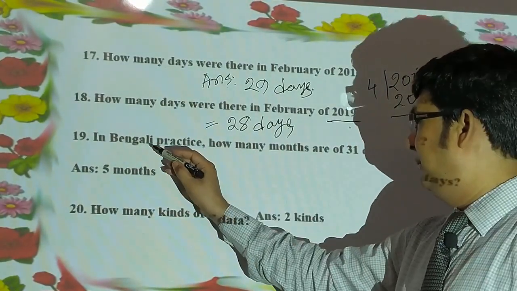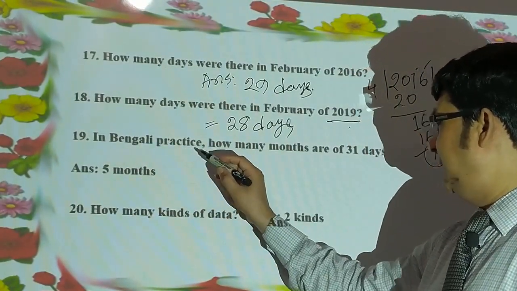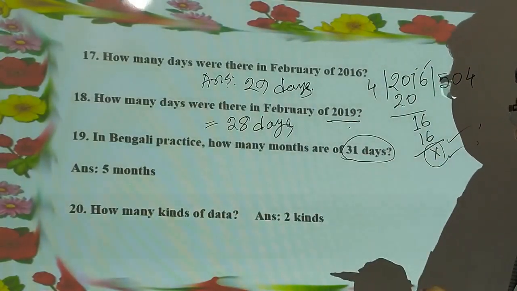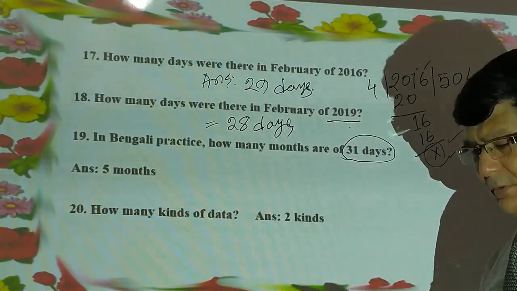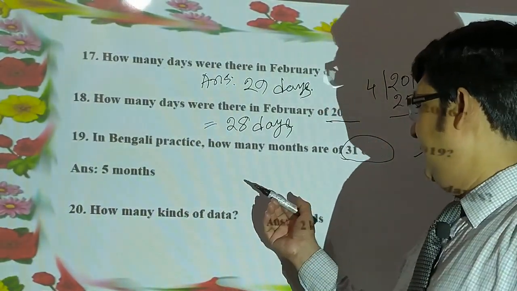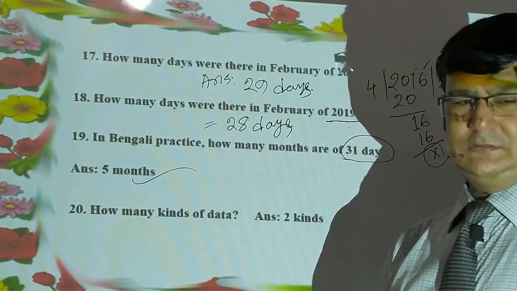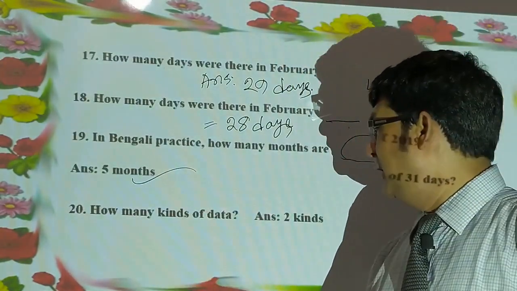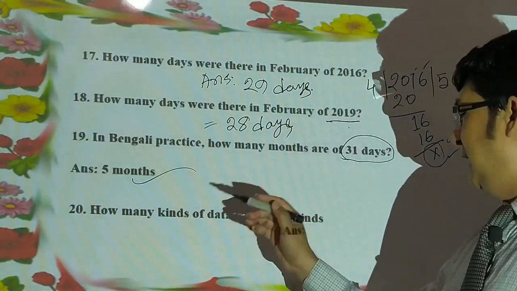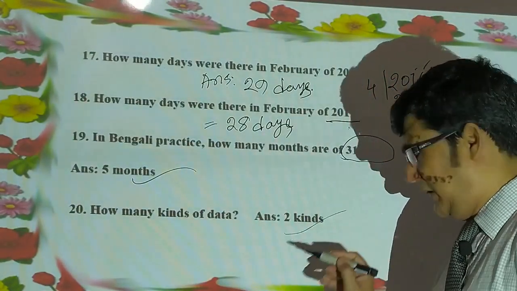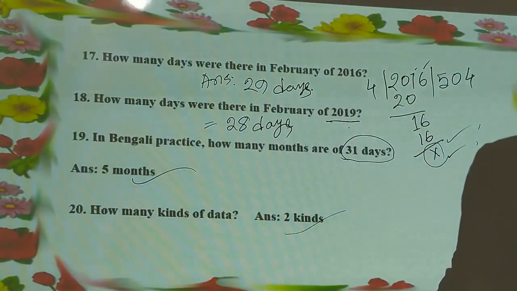And in the Bengali calendar, how many months have 31 days? Ashar, Shravan, Bhadra, Joshto, and like these. So how many? 5 months have 31 days in the Bengali calendar, out of 12 months. Okay, and how many kinds of data are there? 2 kinds of data.